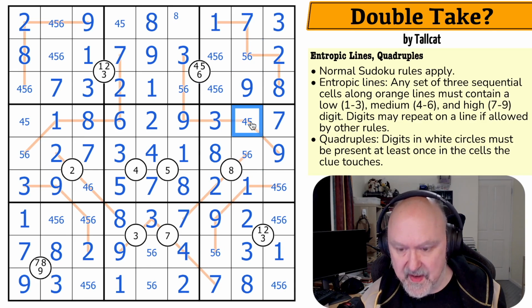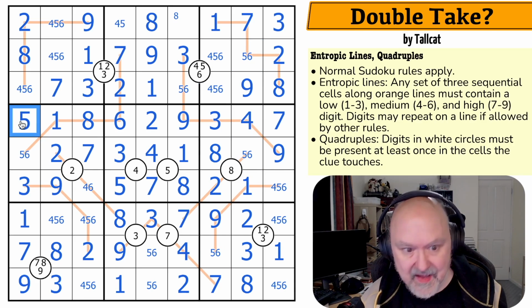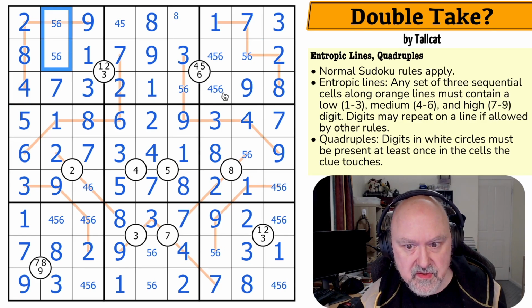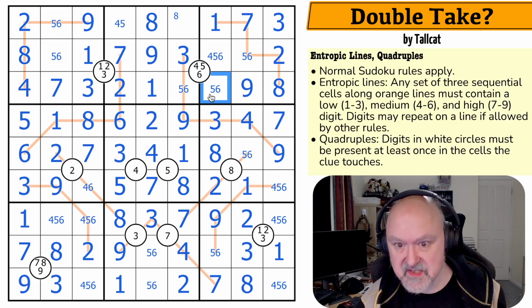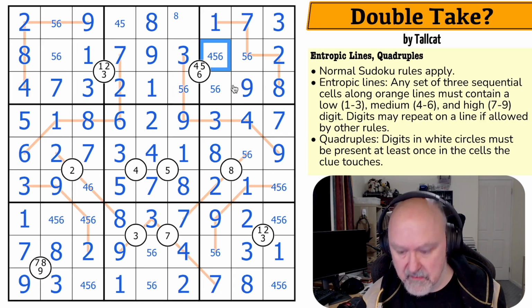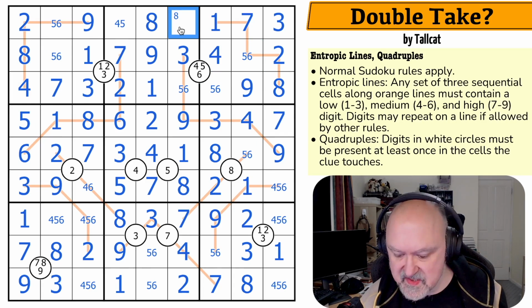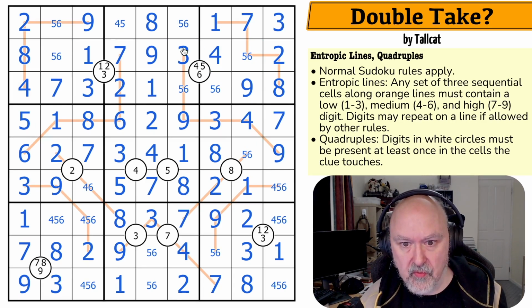That's a 5, 6 pair, making that the 4, making that the 5, making that the 6, making that the 4, taking 4 out of both of those. The 4 looks across, taking 4 out of there. There must be a 4 around the quadruple. That's the 4. This is 4, 5, or 6, and it's not 4. That's a 5, 6 pair. That's the 4.